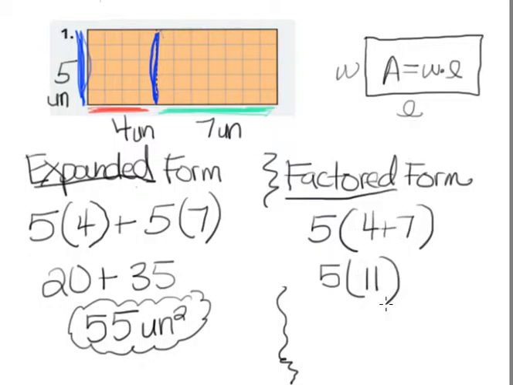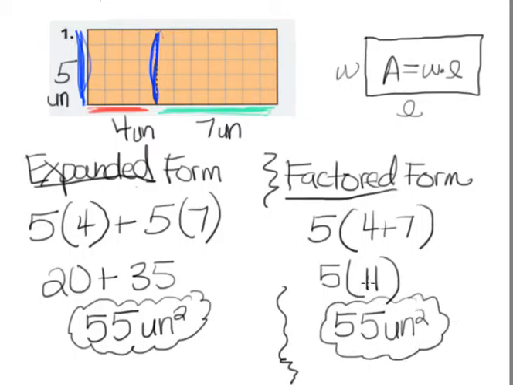4 plus 7 is 11. 5 times 11 is 55. And here we also multiplied 5 units times 11 units. So I'm going to write 55 units squared. And so we end up getting the same thing here.